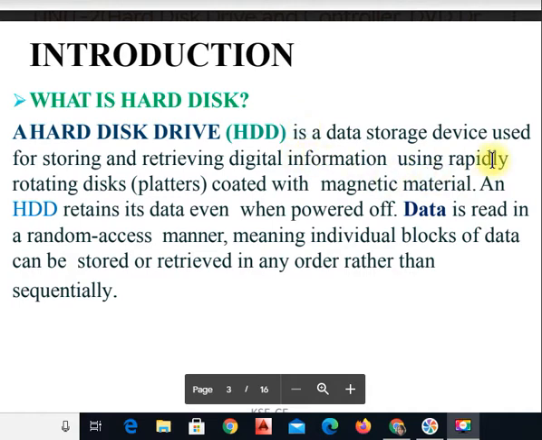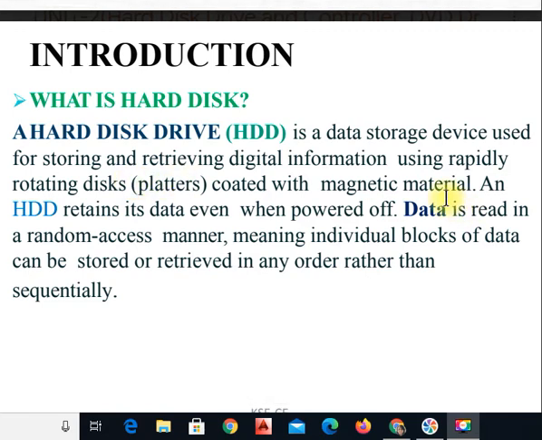A hard disk is a storage device that is used for storing and retrieving digital information using rapidly rotating disks, otherwise you can say platters, coated with a magnetic material. A hard disk retains its data even when power is off, which means it is a secondary device. Whenever power is gone, your data is still stored in your device.